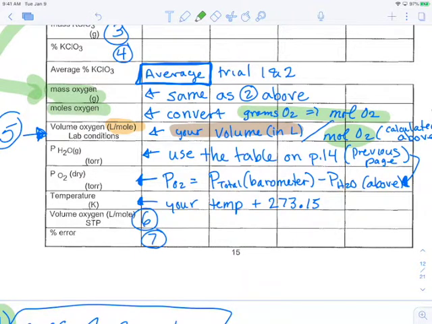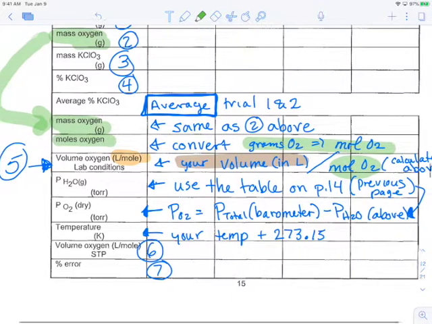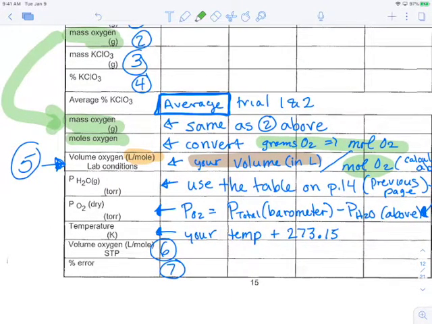Okay, questions about anything that I've gone over so far here, average percent, mass of oxygen, moles of oxygen, or volume of oxygen in liters per mole?